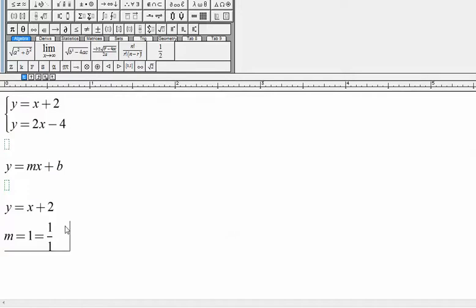The y-intercept we can get from b, and the y-intercept will be 0, comma b. Since b in our first equation is 2, the y-intercept is 0, 2. So we have a point, the y-intercept, and we have the slope. So we can graph our equation using those two pieces of information.